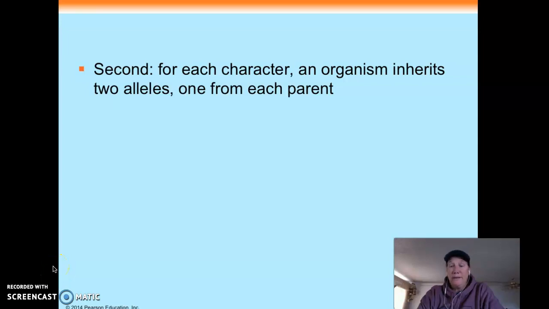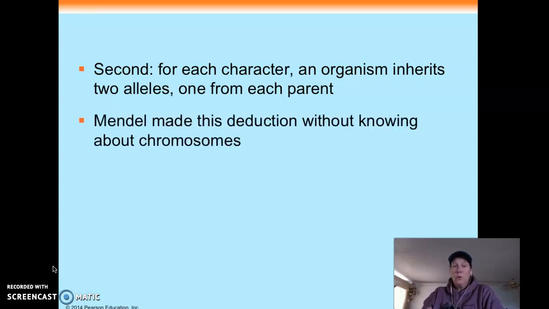Right? Continuing with Mendel, when he did his pea plant experiments and got all his results, he knew that an organism inherits two alleles, one from each parent. By making this deduction without knowing about chromosomes, he figured out that you get one characteristic from mom and one from dad. And the two alleles, remember, if you're talking about the colors of flowers, would be purple and white. If you're talking about eye color, there could be brown and blue and so on.